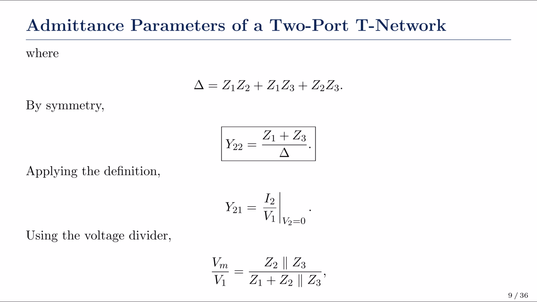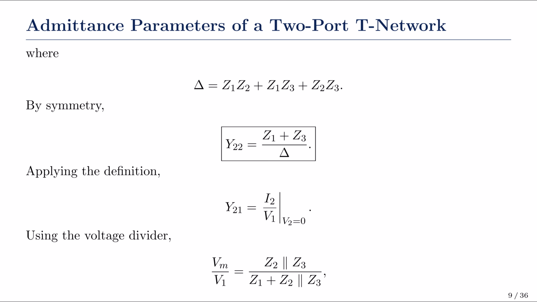The quantity delta is defined as Z1 times Z2 plus Z1 times Z3 plus Z2 times Z3. By symmetry, Y22 is obtained directly by interchanging Z1 and Z2 in the expression for Y11. To evaluate Y21, we apply the formal definition under the condition V2 equals 0. The intermediate node voltage is first determined using the voltage divider rule before computing the output current.